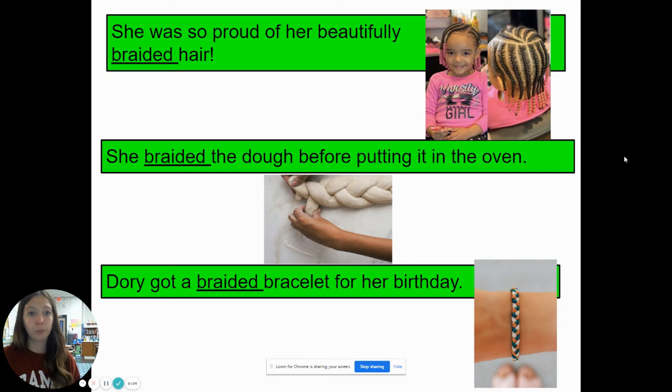Here are some example sentences. She was so proud of her beautifully braided hair. This little girl just got her hair done. It looks great. She braided the dough before putting it in the oven. So this is what it would look like before it turned into that loaf that we just saw on the previous page. Dory got a braided bracelet for her birthday. So this is an example of a braided bracelet. You can make this with string too. A lot of people call them friendship bracelets.